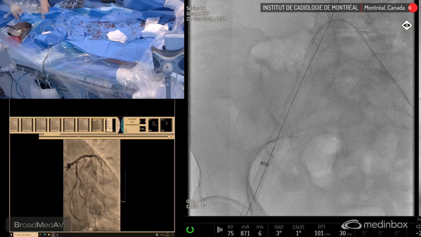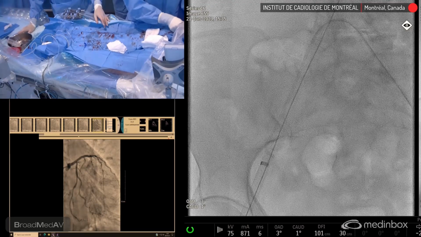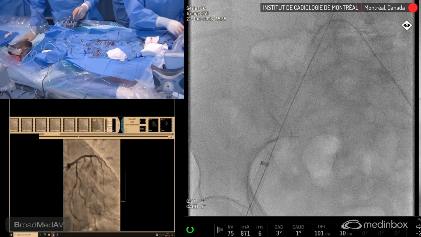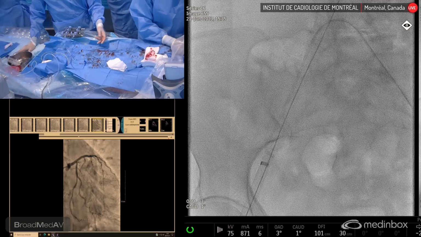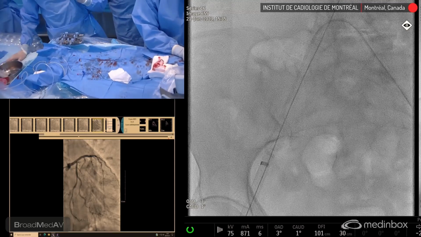Okay. So, in with the MANTA. Make sure I can click, click. Okay, I'm just going to make sure we can see the measurement. Okay, so I'm going to call out the numbers.